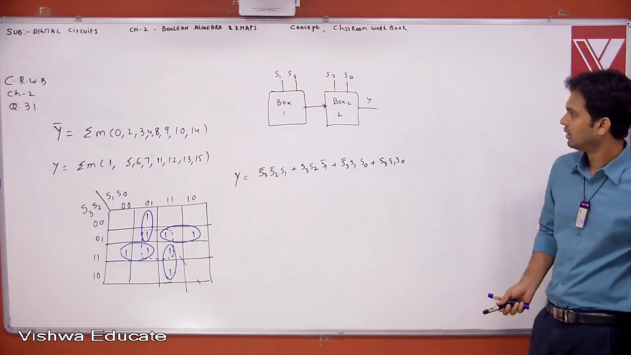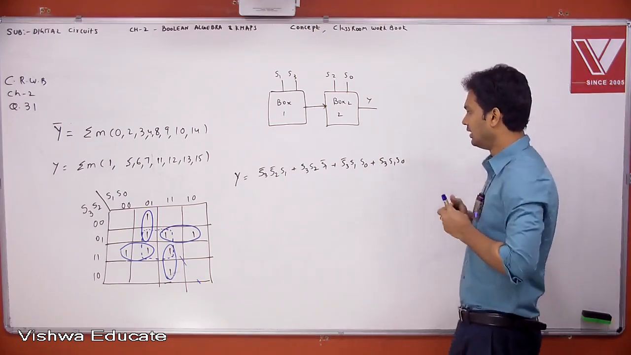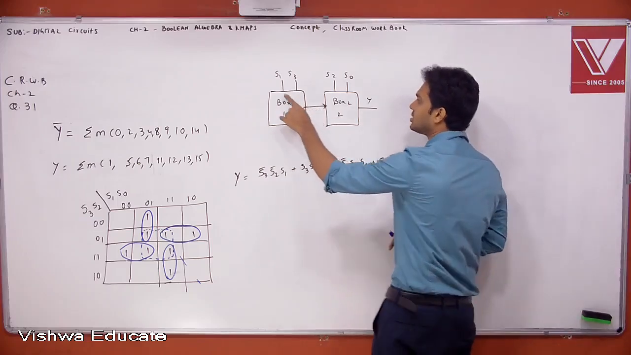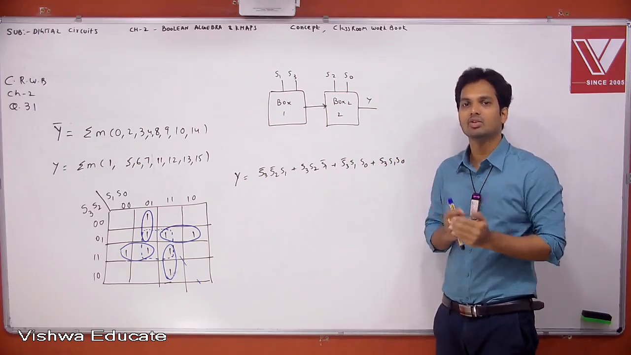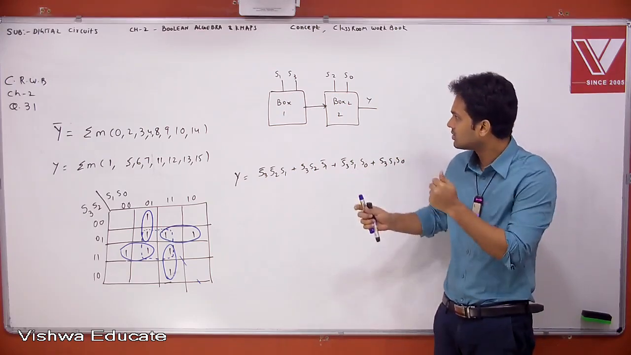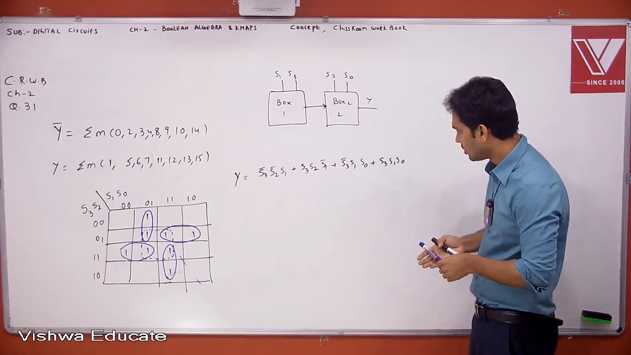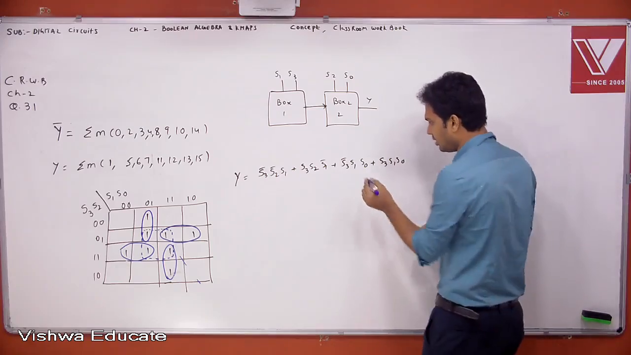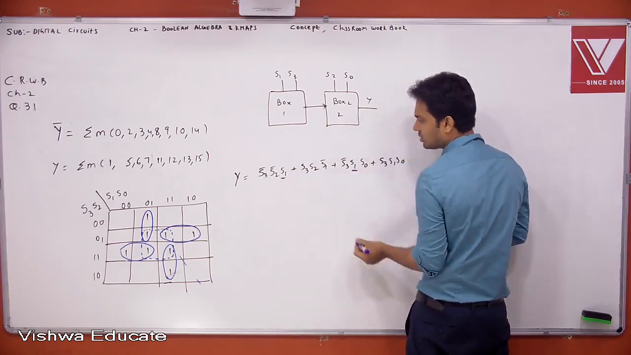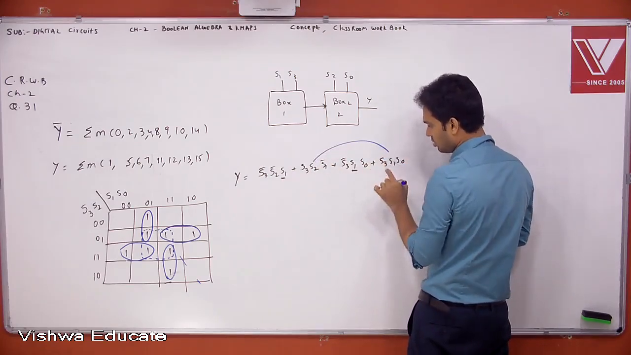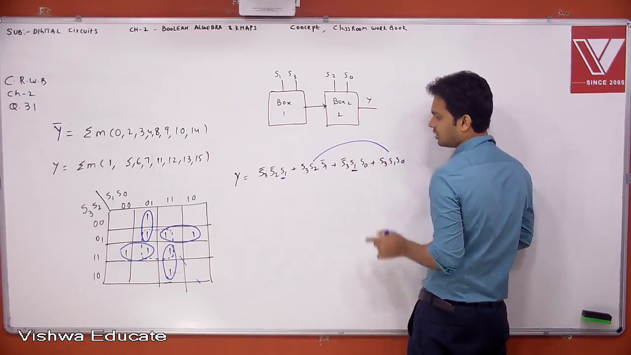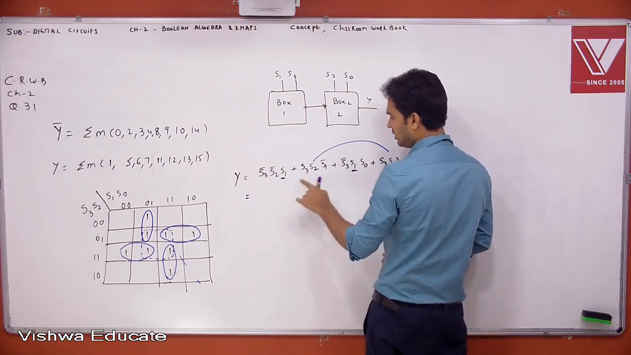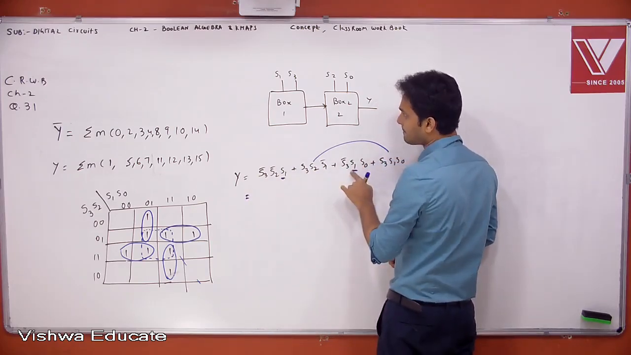Right. Then how to do it? Here firstly, first box inputs are S1, S3, second box inputs are S2, S0. So from the given equation, let us try to make S1, S3 one side, S0, S2 one side. So let me try to take here S1 common in these two functions, and here let me take S3 common. Take S1 common here and here, S1 and S3.